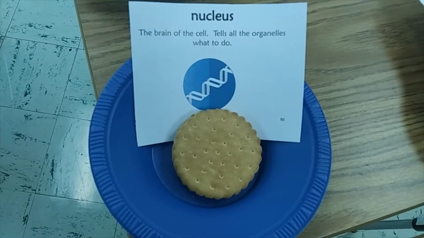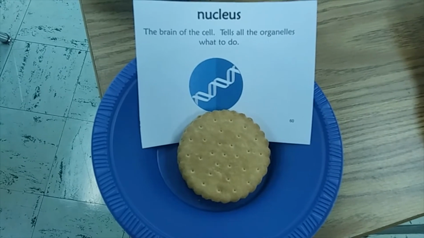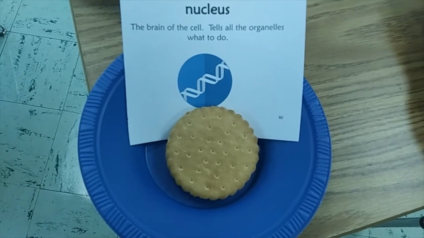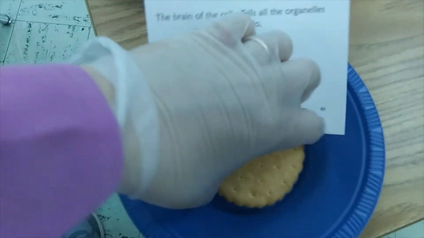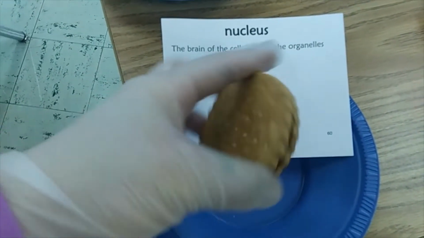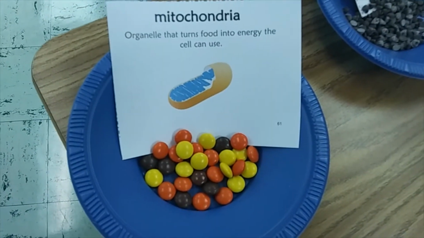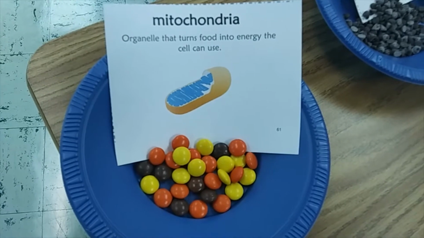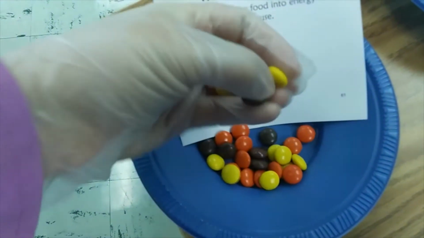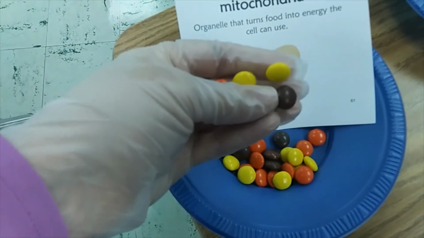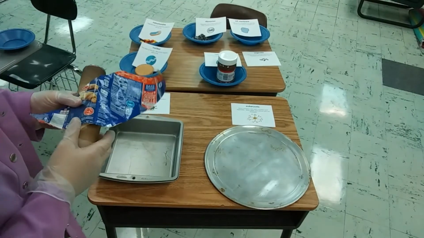And on this side, we have the biggest and possibly most delicious organelle, which is the nucleus. It's the brain of the cell. It tells all the organelles what to do. And to make our nucleus today, we are going to use a big, delicious cookie. And last but not least, we have the powerhouse of the cell. That's the mitochondria. It turns food into energy for the cell. And we're going to use some Reese's Pieces for this today. Or if you prefer, you can use M&Ms. All right, let's make our delicious cells.